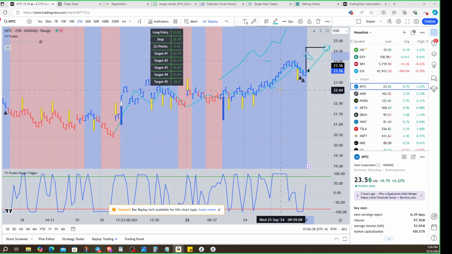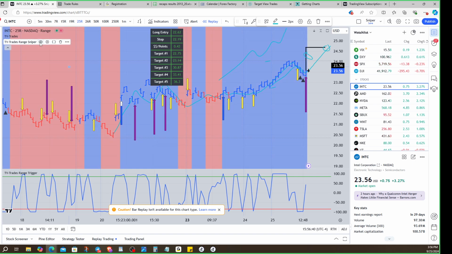By the time you actually get, like when you have the sniper on, by the time you actually get the sniper, the yellow arrow has already happened. Then the sniper happens after. When the trade triggers, the sniper happens. The yellow arrow is triggering before the sniper. Okay.